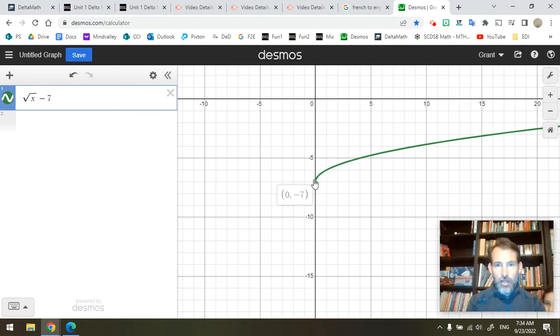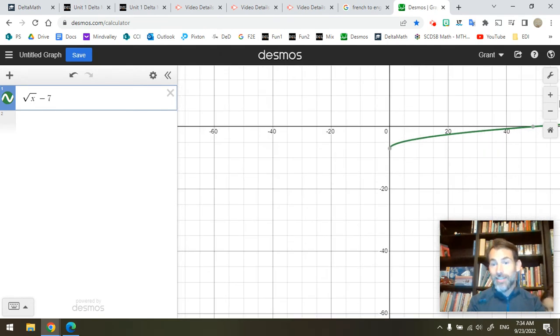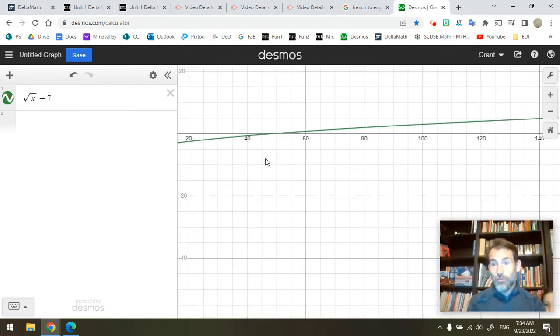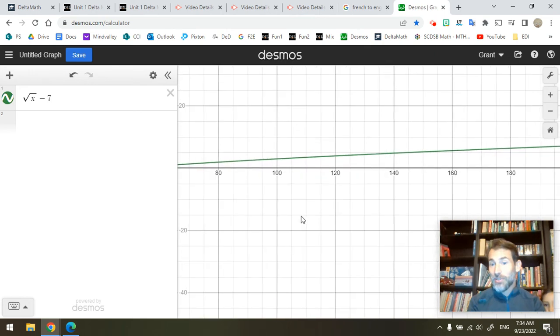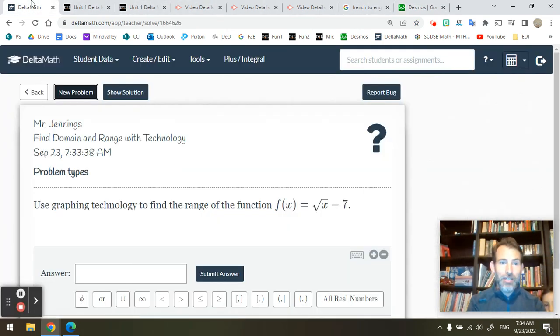So here, the range starts at -7 and it seems to get bigger. Let's zoom out and see. Yeah, it just gets bigger from -7. Does it go off to infinity? Yes, it does, but very, very slowly. It does go off to infinity and up. There's no upper limit. So here we go. -7 is less than or equal to y.